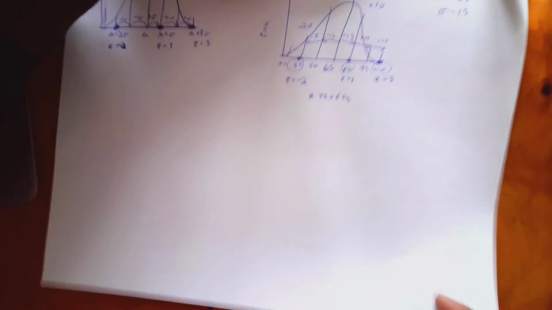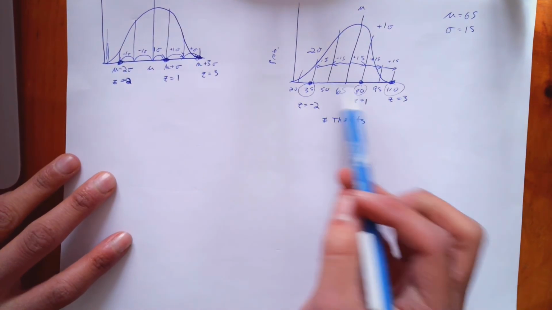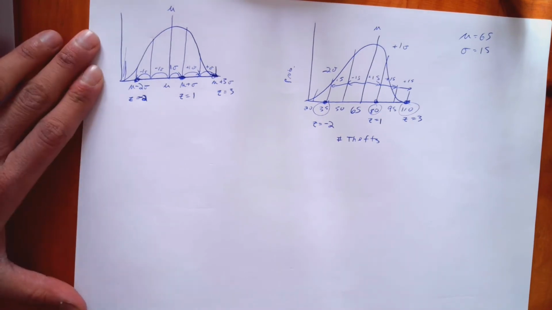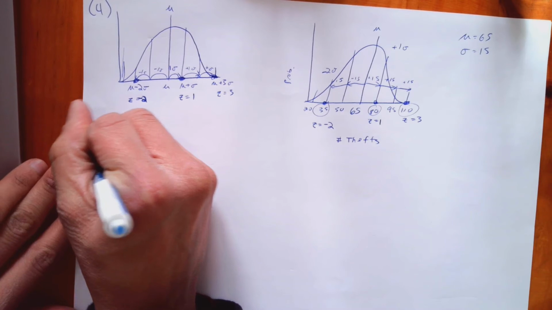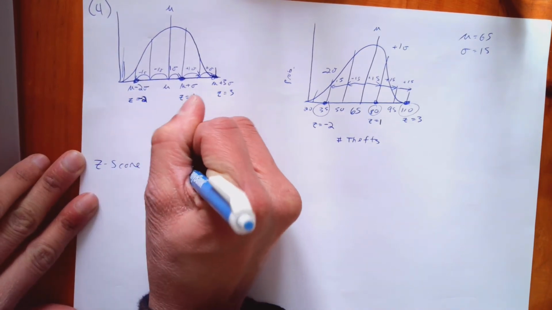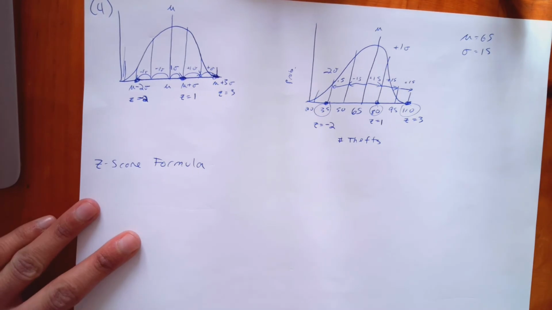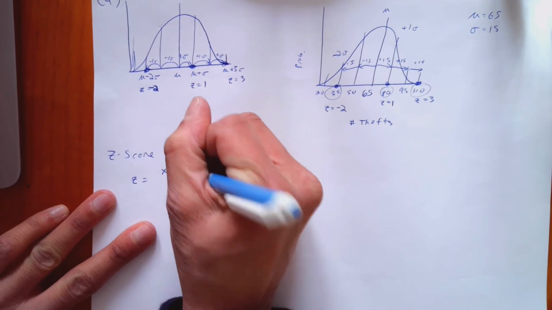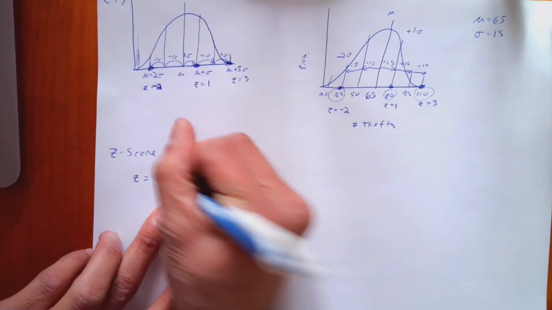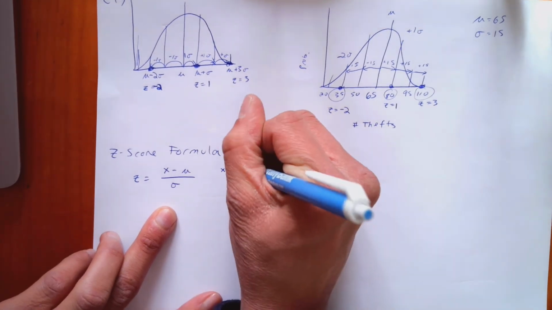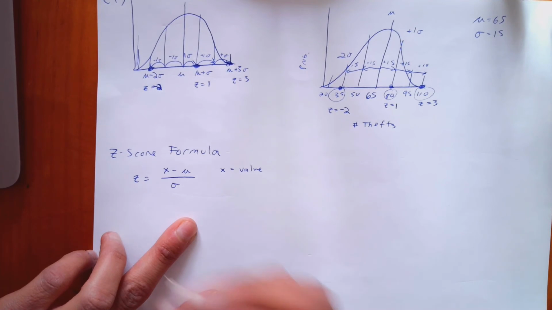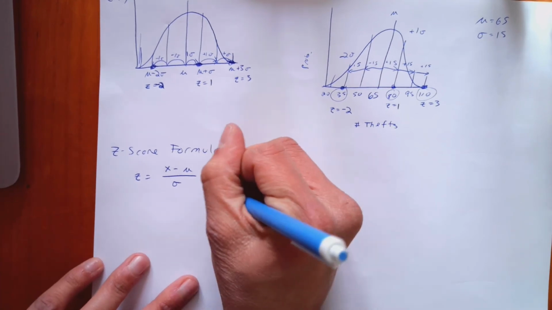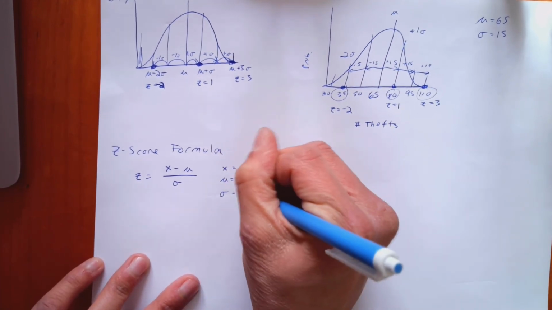You can also calculate z-scores for values that are not exactly 1, 2, or 3 standard deviations away from the mean. And to do that, you would use something called a z-score formula. Specifically, the z-score formula looks like this. Z is equal to x minus mu over sigma, where x is some value that you're interested in. Mu is the mean of the normal distribution, and sigma is the standard deviation of the normal distribution.